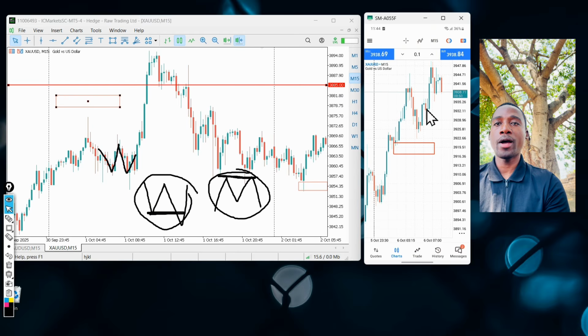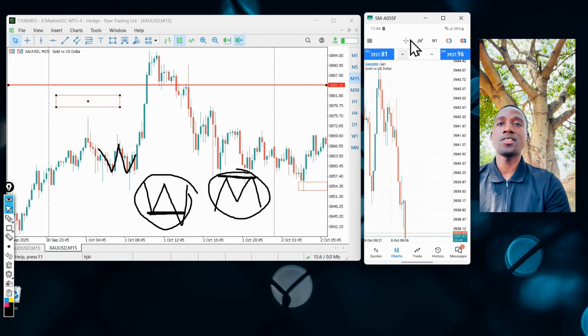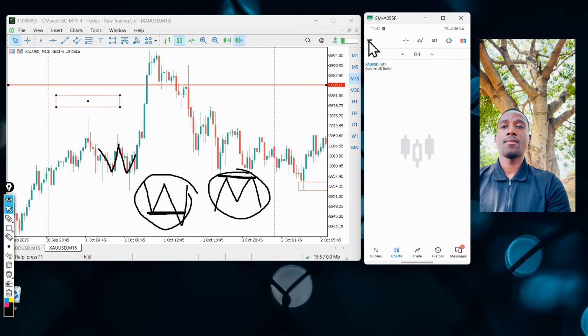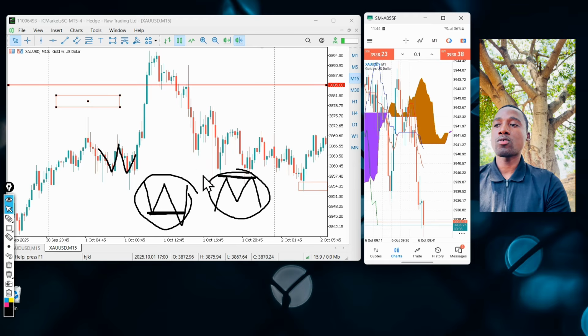Why am I saying that we're on a massive sell? Let's tap here and go to 1M. All right, I want to show you the entry confirmation that we're using. Go to this F icon here, and this is the indicator that we're using. We go back. All right, now we have a crossover.